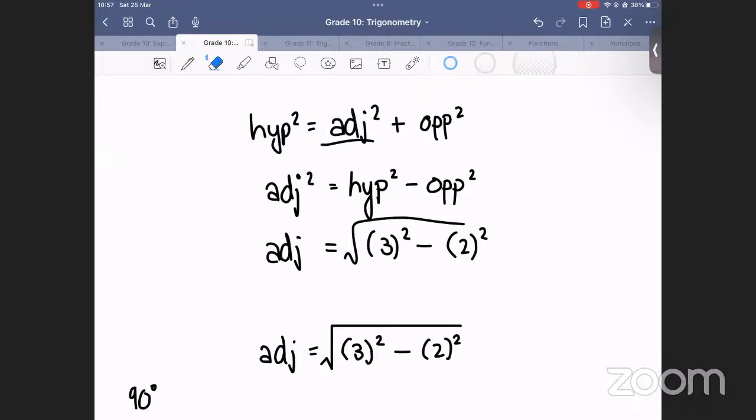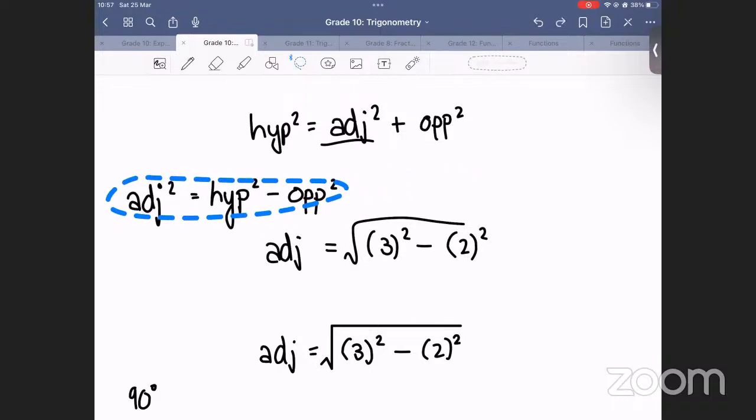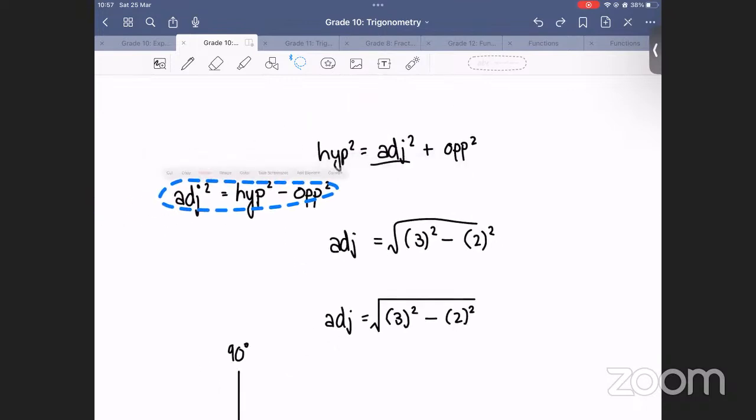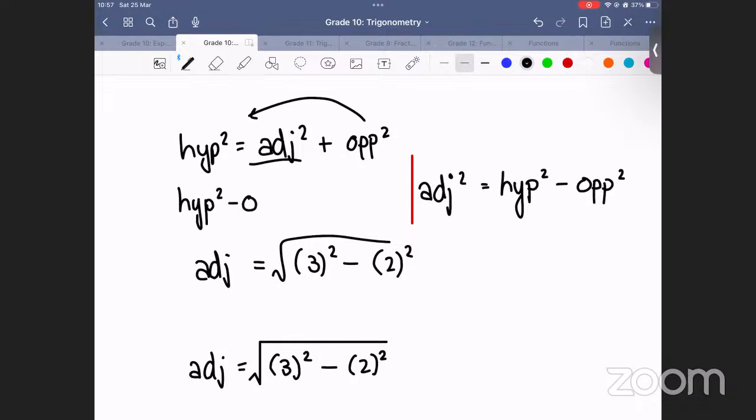Okay, so basically what I did was, I kind of skipped a step. Let's leave this here so we can reference it. So we need to leave adjacent alone, so we can take opposite over. So it becomes hypotenuse squared minus opposite squared is equal to adjacent squared. That makes sense, right? Hypotenuse minus opposite is equal to adjacent.